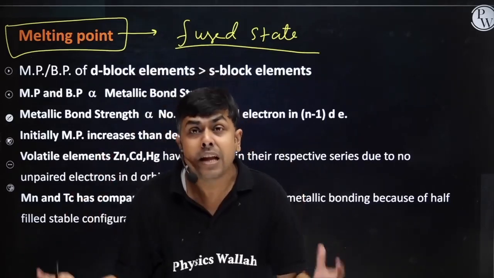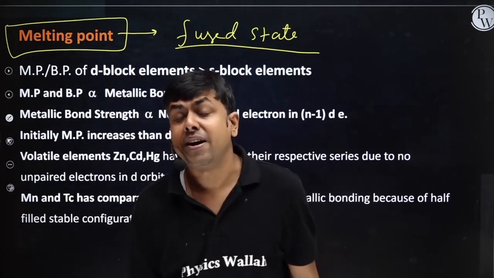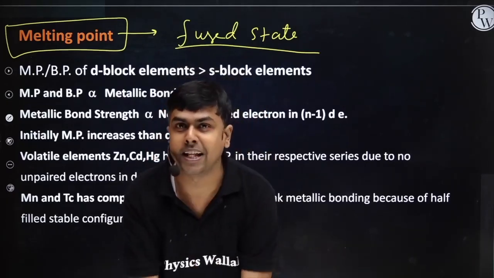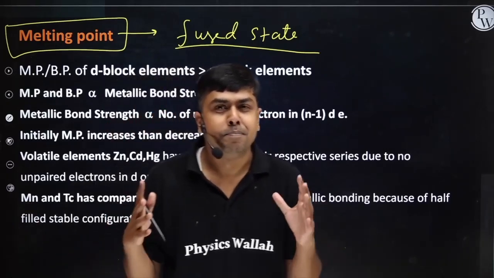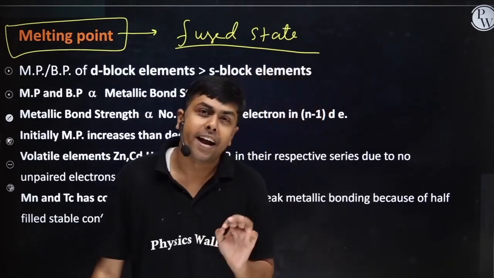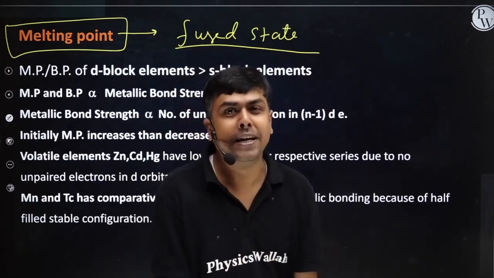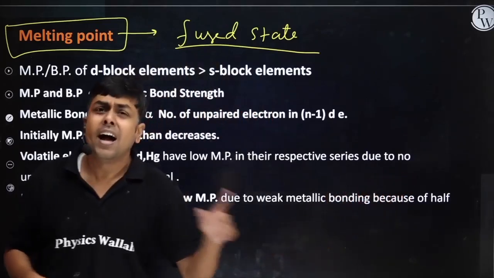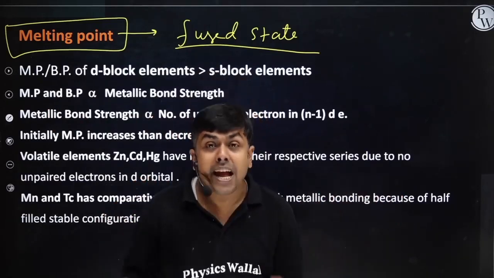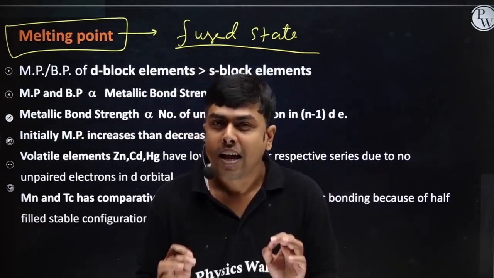It simply depends on the intermolecular force of attraction. In case of metals, the intermolecular force of attraction which is operating is metallic bonding. So for D block elements, since they are metals only, the melting point will simply depend on one factor, and that is what? Metallic bonding. The melting point of D block elements is higher as compared to S block elements, because the extent of metallic bonding is more in D block elements as compared to S block elements.